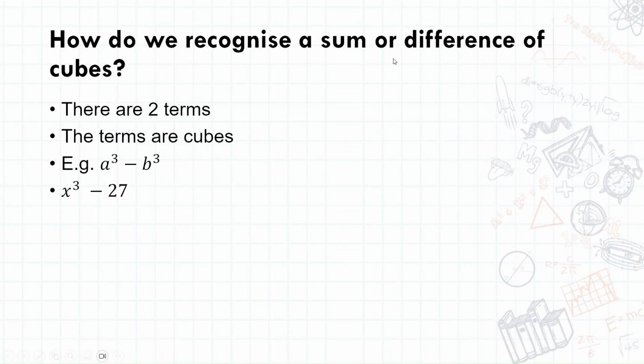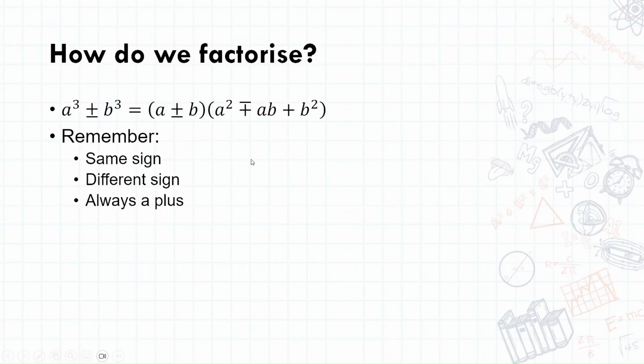So here are some examples for you. These ones are quite obvious. Sometimes there might be multiples of 3 in your exponential terms, and that also helps us recognize that it is a cube. So how do we factorize?